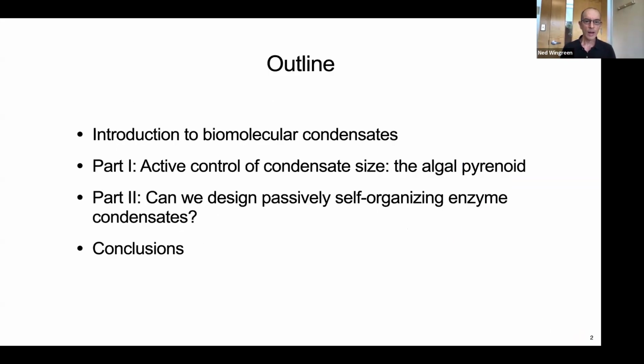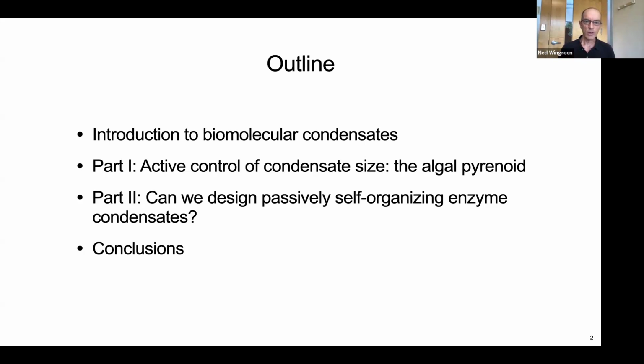So let me begin with a brief outline: what are these biomolecular condensates in our cells? And then I'm somewhat ambitiously going to try to cover two topics in this area. Part one will be active control of condensate size, with a particularly paradigmatic example of something called the pyrenoid that appears in algae as part of their photosynthetic process. And then in part two, something more speculative, whether we can actually design self-organizing enzyme condensates that would function better than dispersed enzymes. And then, given a few minutes, I will conclude at the end.